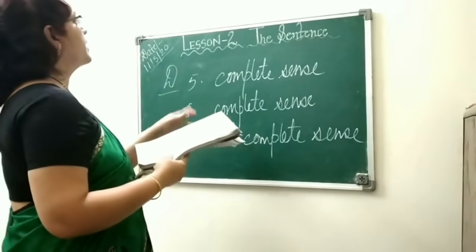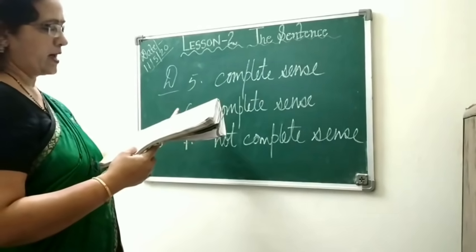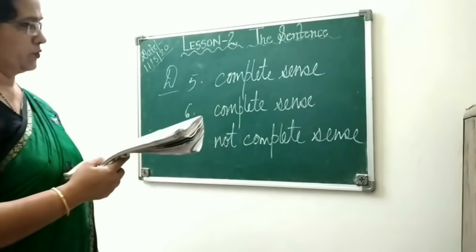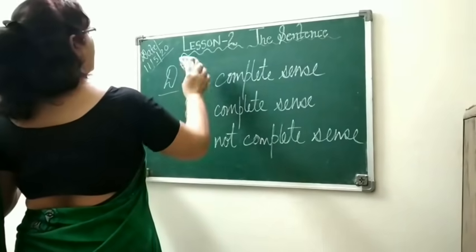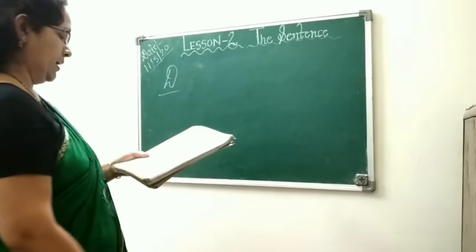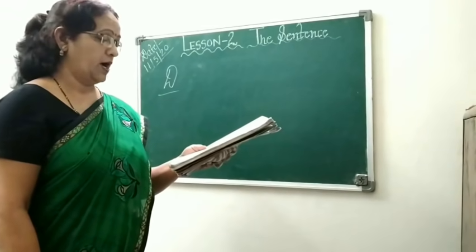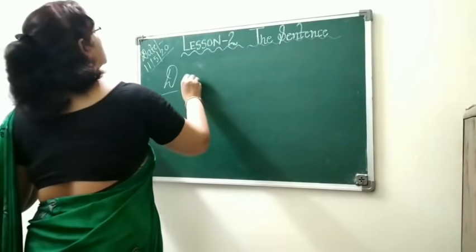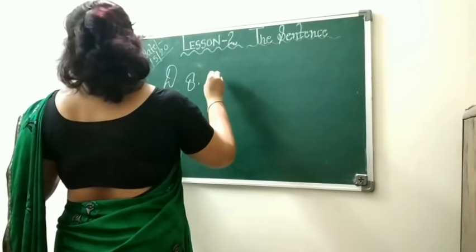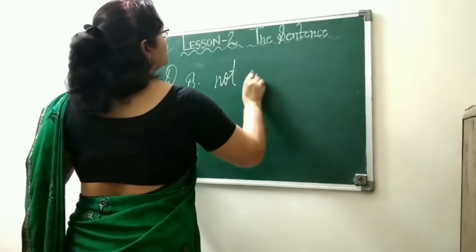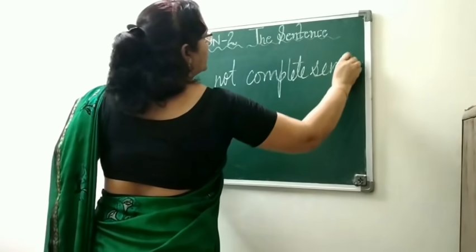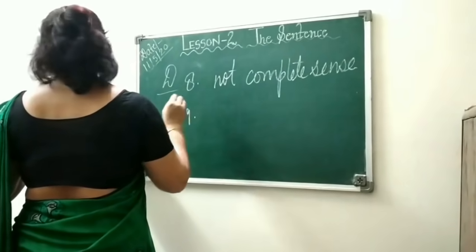So the fifth one is complete sense. The sixth one is also complete sense. The seventh one is not complete sense. Now let's see the 8th, 9th and 10th ones. The 8th one is "Under the bridge." "Under the bridge" is also not a complete sense, because it is not making any sense.